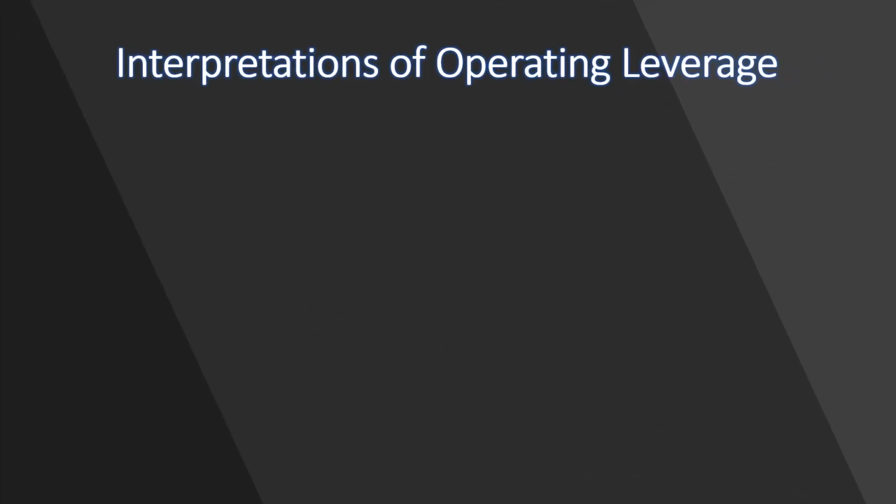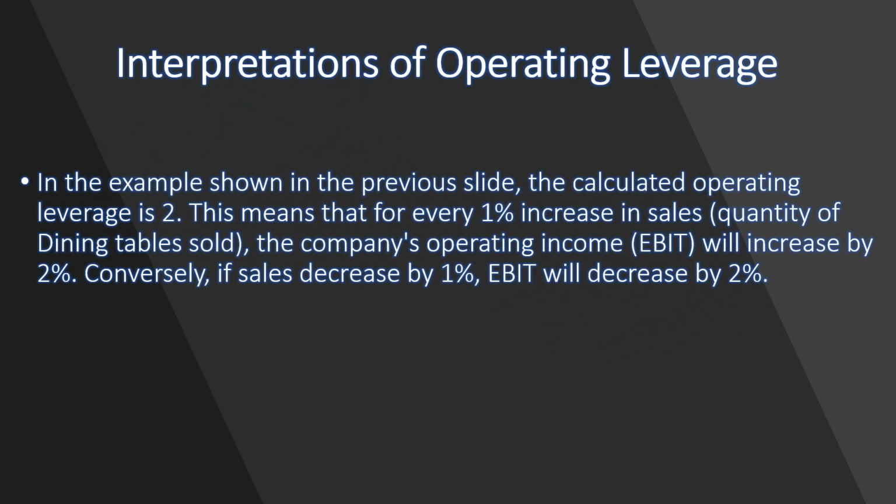Now let us try to understand the interpretations of operating leverage for the given example in the previous slide. In the example shown in the previous slide, the calculated operating leverage is 2. This means that for every 1% increase in sales, that is quantity of dining tables sold, the company's operating income, EBIT, will increase by 2%. Conversely, if sales decrease by 1%, EBIT will decrease by 2%.